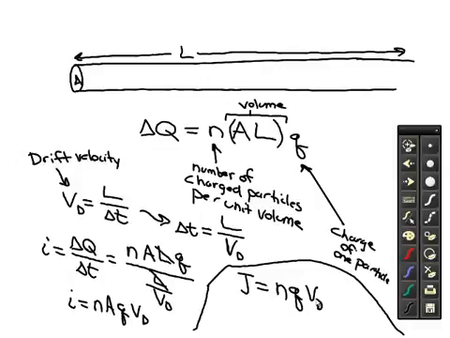So that's our equation of choice right there: J equals NQ V sub D. Give you a chance to catch up here. Okay, my notes say, take a look at the examples.